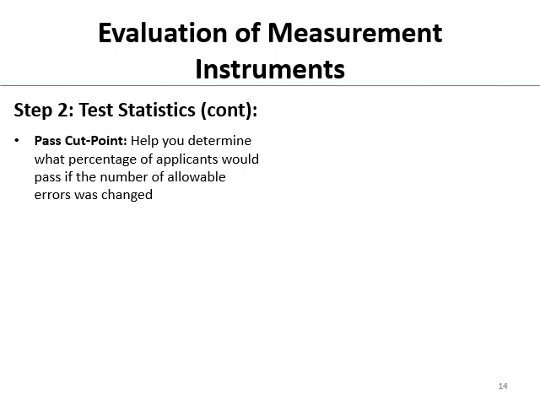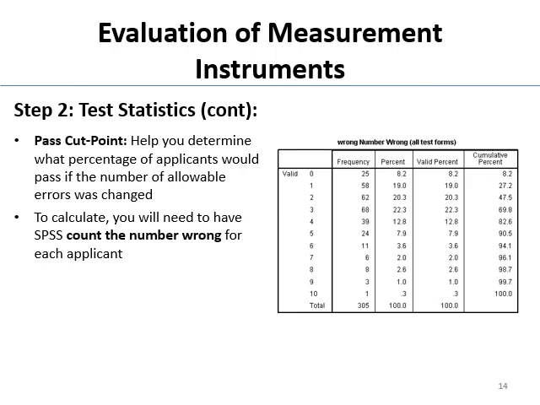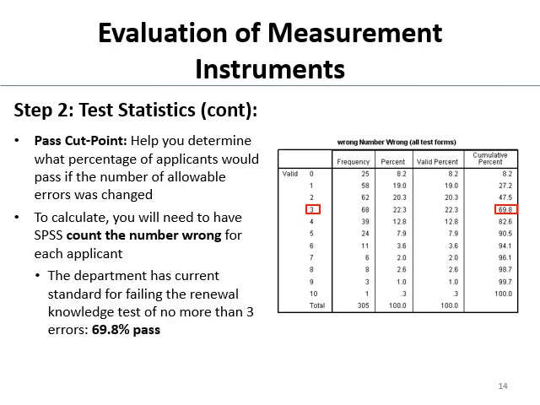So the very final thing is picking a cut point, which you may or may not need, but it's kind of interesting. So how do you know how to choose the number of errors to allow to get the fail rate or the pass rate that you want? You will count the number wrong for each applicant again, and this is that same frequency distribution where the one person missed 10 and 25 people missed 0. And the department has a current standard for failing the renewal knowledge test of no more than 3 errors, so we determined that's a 69.8% pass rate.